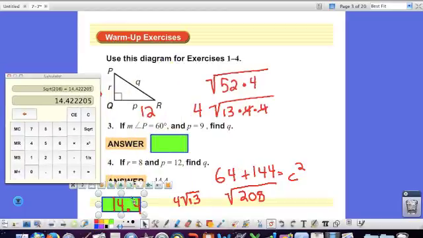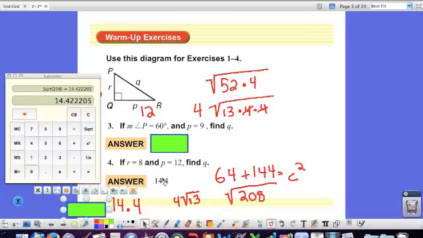Let's see how they wanted it. They wanted it to the tenth, but they didn't tell me that. So that's why I did the simplest radical form also. So that is your warm-up exercise.